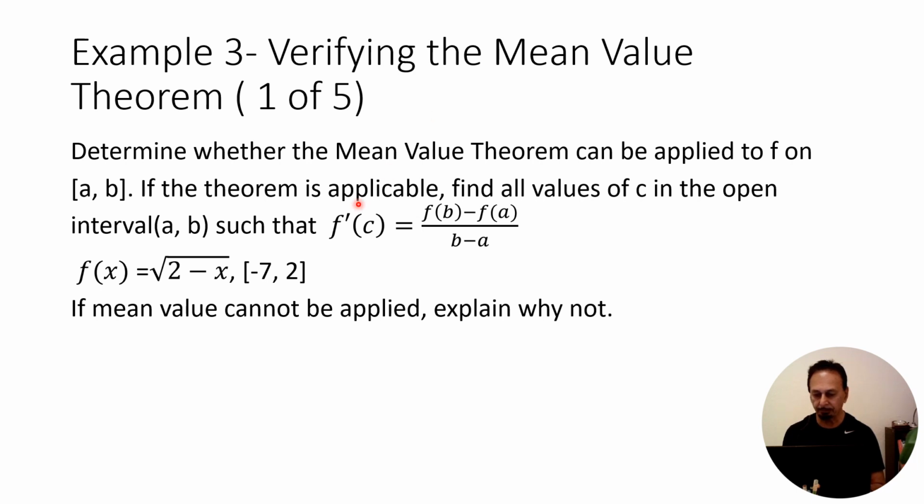Example 3. Determine whether the mean value theorem can be applied to f on the interval [a, b]. If the theorem is applicable, find the value of c in the open interval (a, b) such that f prime of c is equal to (f of b minus f of a) over (b minus a). And f of x is the square root of 2 minus x, the interval is [-7, 2]. And if the mean value theorem cannot be applied, explain why not.